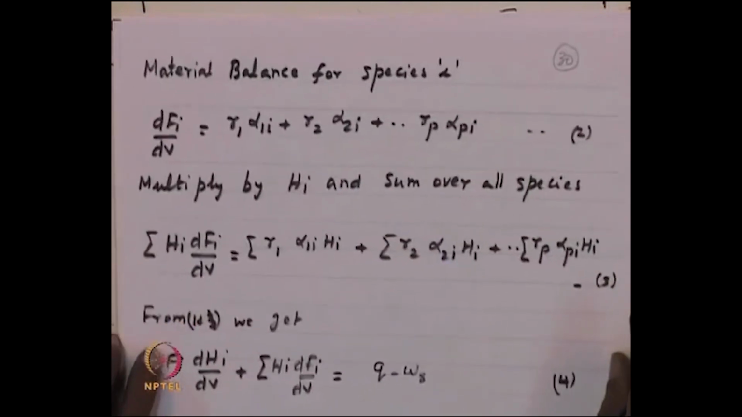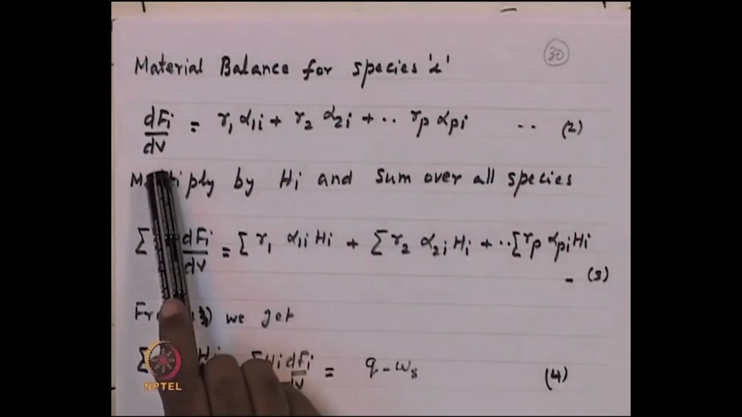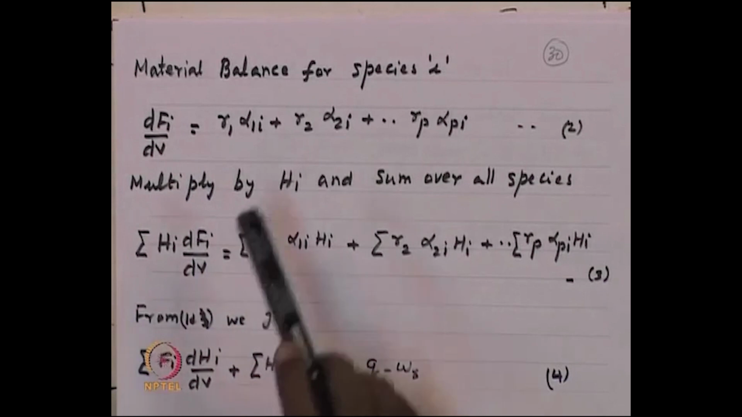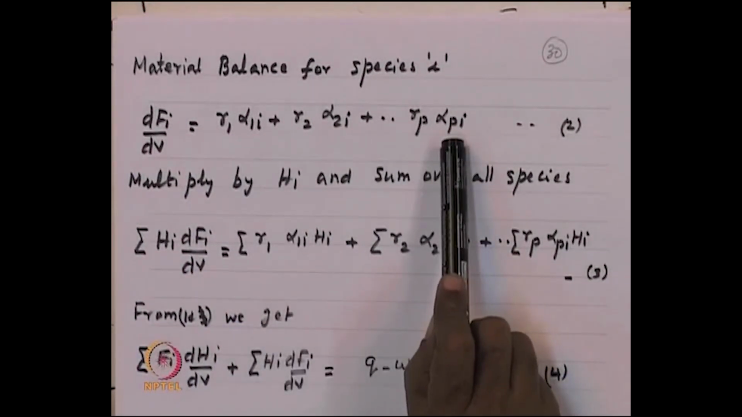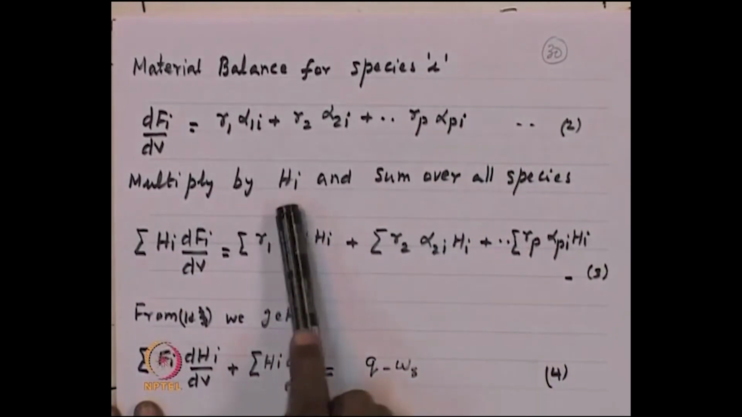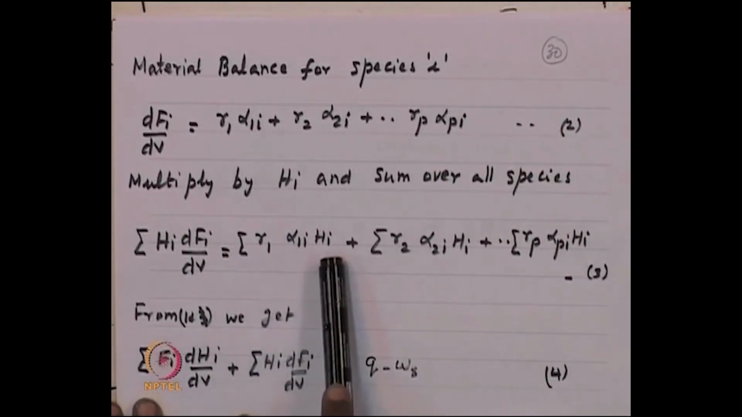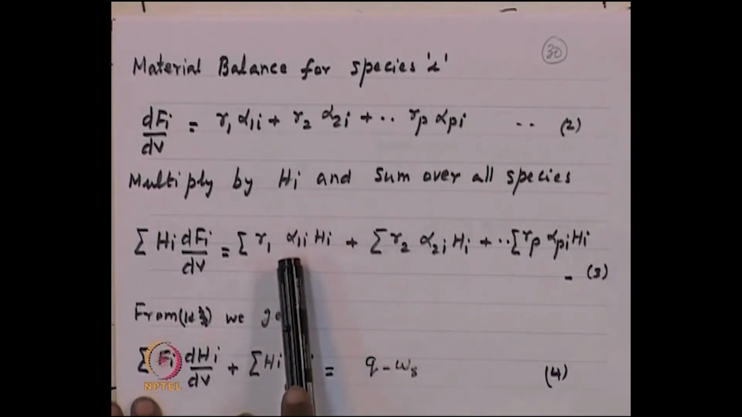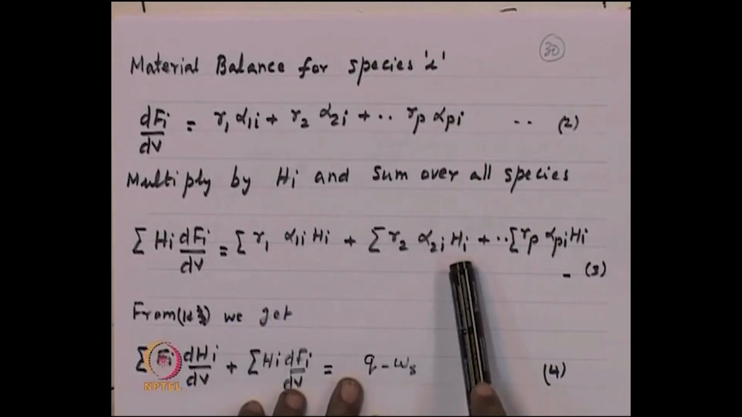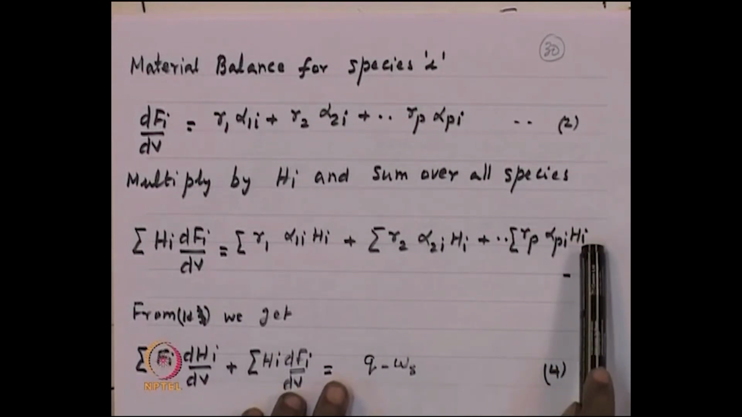So, if you look at dF I by dV, how does it look? dF I by dV is equal to the rate of generation of component I. What is the rate of generation of component I? R 1 alpha 1 I up to R p alpha p I. So, dF I by dV in terms of all the species, therefore, when you multiply by H I and sum over all species, H I dF I by dV becomes sigma R 1 alpha 1 I H I. What is this? We know this is the enthalpy change for reaction 1. Alpha 2 I H I is the enthalpy change for reaction 2. Alpha p I H I is the enthalpy change for reaction P.